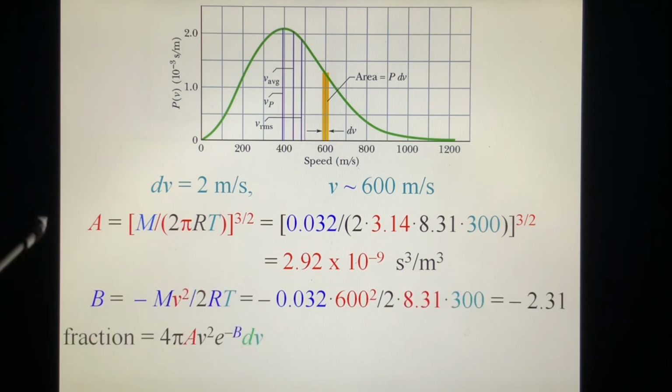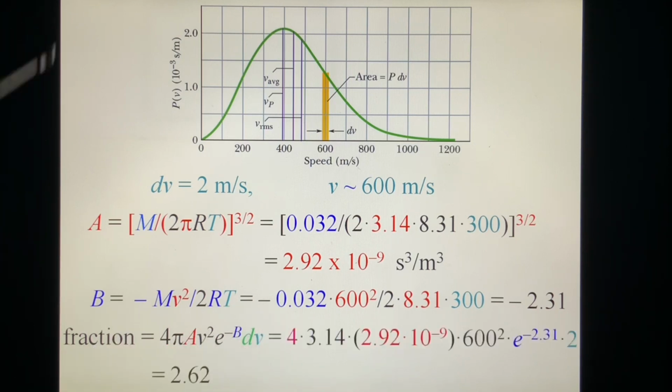So we put this in: P(V)dV equals 4 pi A V squared e to the minus B times dV. Then we put everything in and get about 2.62 times 10 to the minus 3, that's about 0.00262%. Very few.